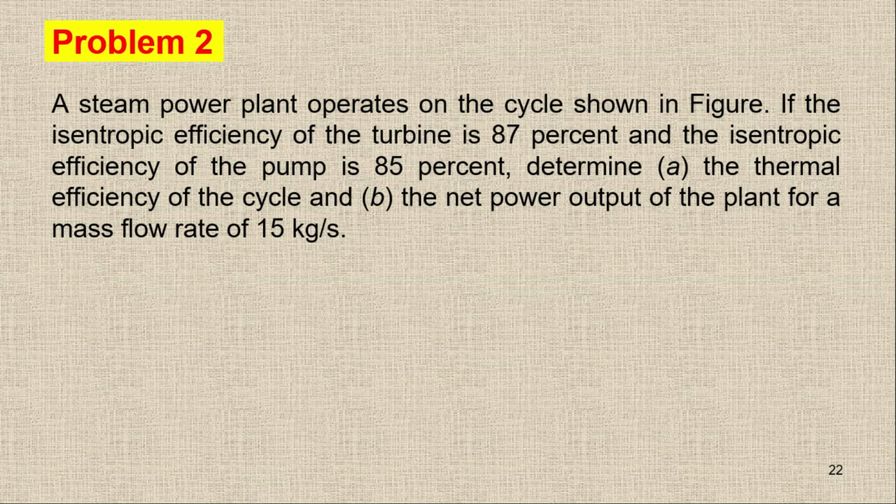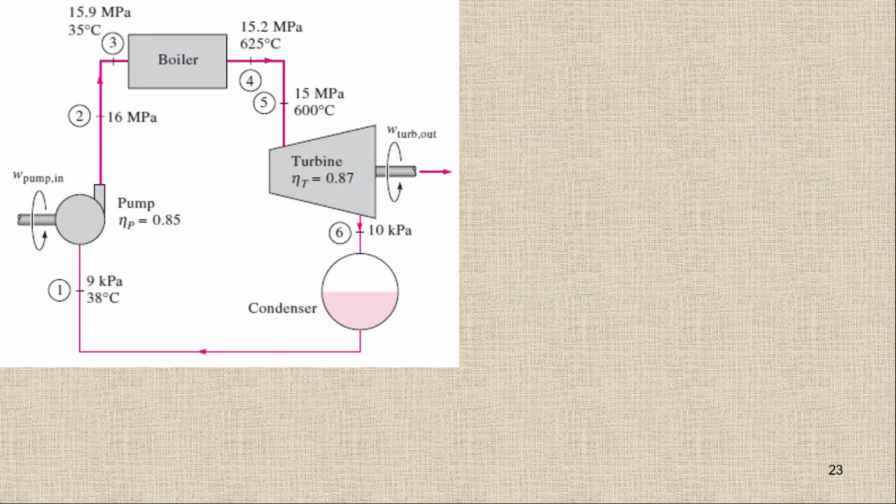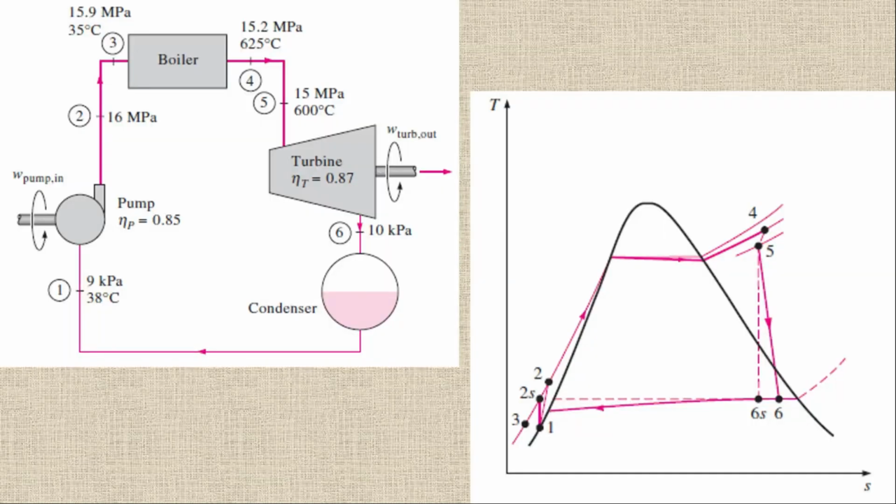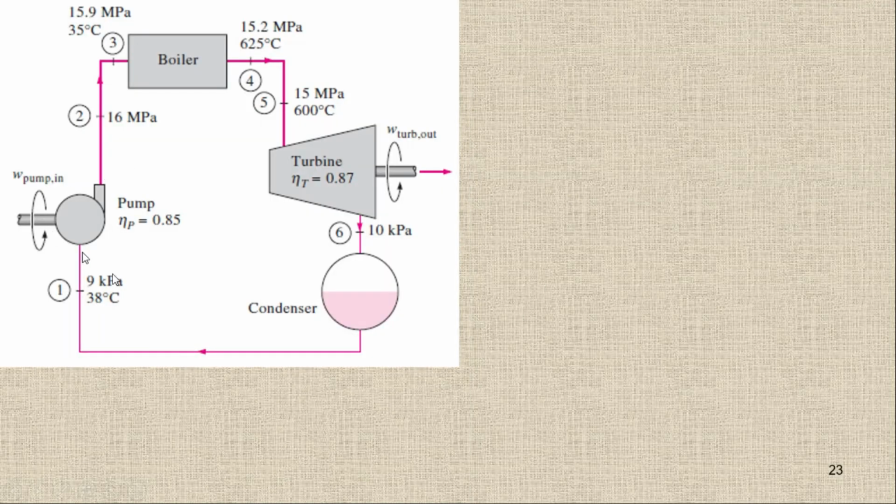So here, if you see the diagram, this is the diagram based on the data given here. The data is given: we have the pump, we have 9 kilopascal and 38 degrees Celsius. So this is the state of 1. Basically this is not the saturated liquid. Then we have the pump with an efficiency of 85%. At state number 2, we have 16 megapascal.